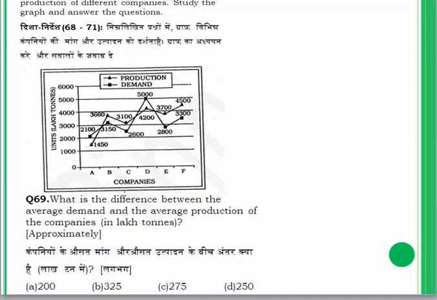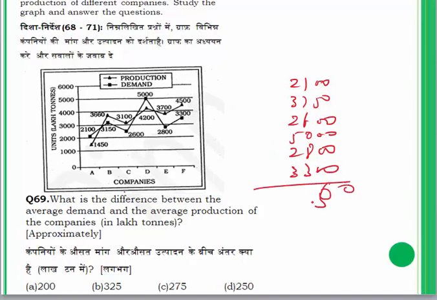Next question, question number 69. Now in this question it is given: what is the difference between the average demand and the average production of companies? Average demand, let's see the demand. This is 21 plus 3150 and then 2600, then 5000, then 2800 and then 33. So this is the average demand.